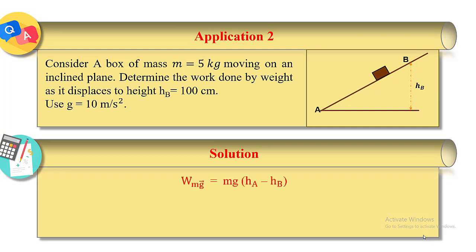We apply the expression of the work done by the weight, which is equal to mg times (HA minus HB). We substitute, we have mass equal to 5 kg. The intensity of the gravity is 10. The initial height at A is equal to 0 and the height of B is equal to 100 cm. We convert into meter by dividing it by 100. It becomes 1. So the work done by the weight is equal to minus 50 joule, less than 0. In this case, the work done by the weight is resistive work.